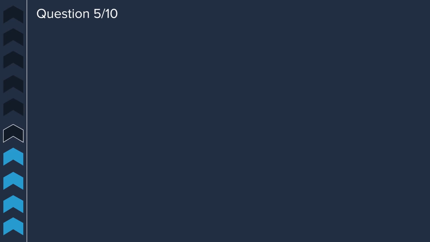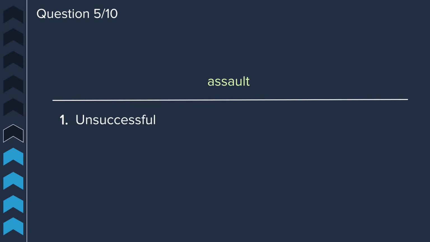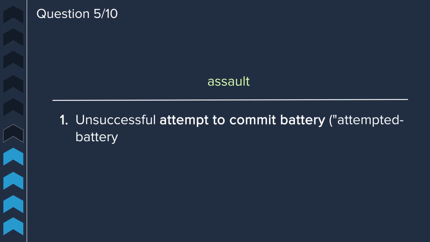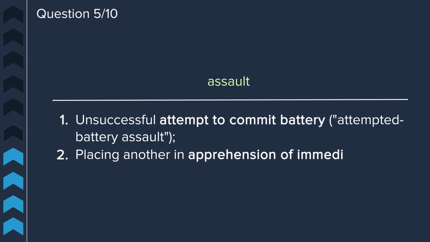Question 5. What is assault? Assault is either an unsuccessful attempt to commit battery, also called attempted battery assault, or placing another in apprehension of immediate harm, also called apprehension assault.